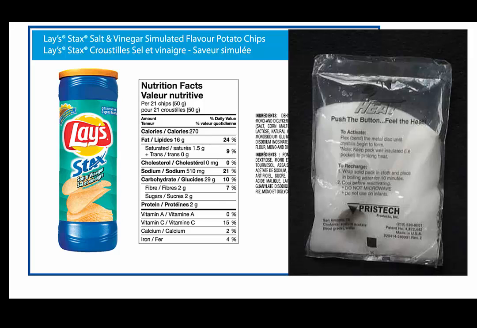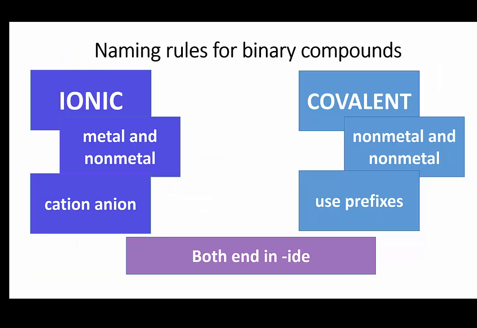Knowing how to name chemicals may help you with things like this. It might help you look at these two chemicals: salt and vinegar potato chips and a hand warmer, the kind that has the little push button in it, and you push it and it turns white and gets warm. What do those two things have in common, and what are their names? How do you assign a name to these things?